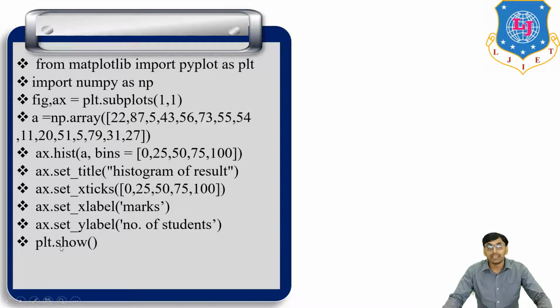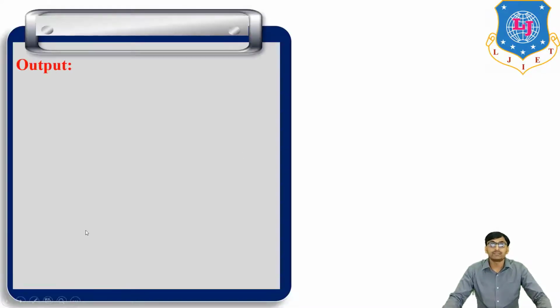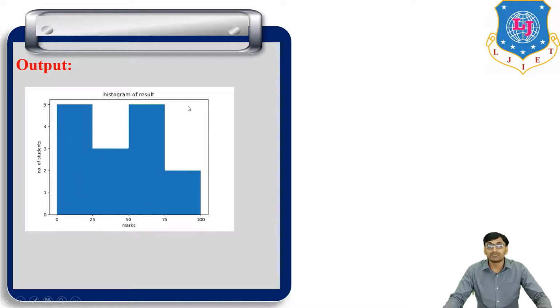Then plt.show. Okay, so if we run this program, then the output is one type of histogram. In the x-axis, marks 0, 25, 50, 75, 100, and in the y-axis, number of students, and this is the histogram of result.